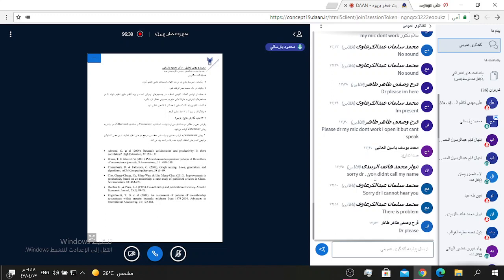If there are more than two writers for that reference, you must write the name of the first writer, such as this example in slide number 7. You must write after the first writer et al. with a point, which is an abbreviation of two Latin words, not English words. Et al. means other writers. Okay.